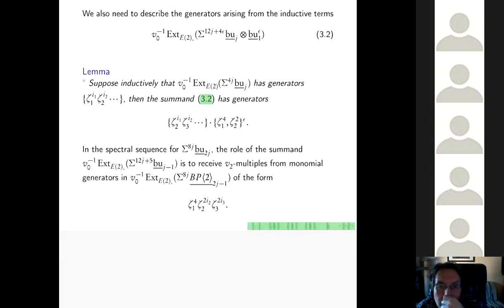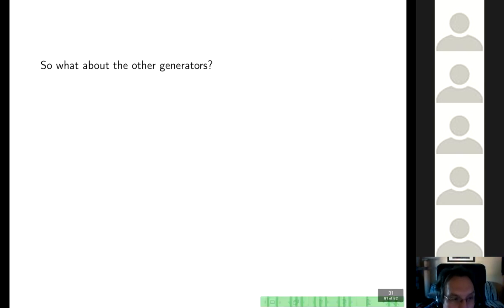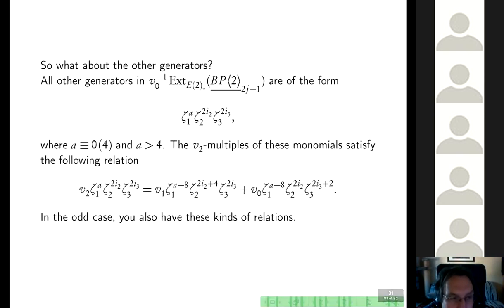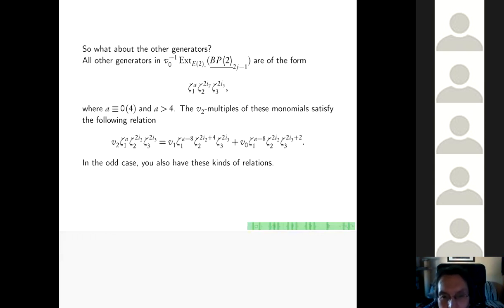Okay, so that's how you can name the generators, and then you also have to resolve some hidden V2 multiplications. In the case when you're computing Ext of these BU2Js, there was an extra summand coming from a BUJ minus 1. The whole purpose of that summand was just to receive V2 multiplications from generators arriving from this BP2 term of the form zeta 1 to the 4th, zeta 2 to the 2i2, zeta 3 to the 2i3. And then you can resolve all the other hidden V2 extensions using the following fact. Through some other means, you know that you have these relations, as I've indicated over here. And that deals with the other hidden V2 extensions on the other generators arising from the BP2 term.